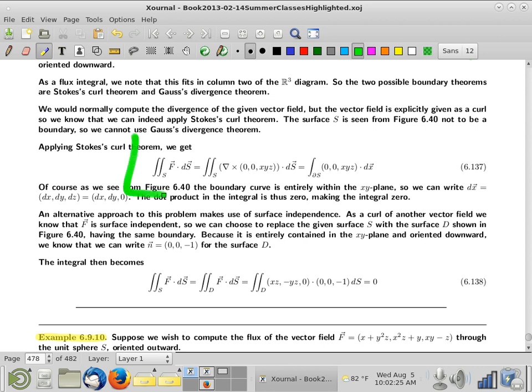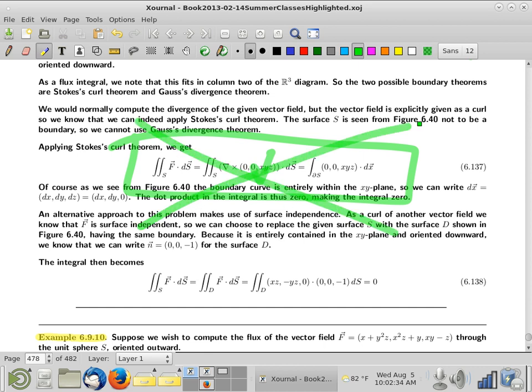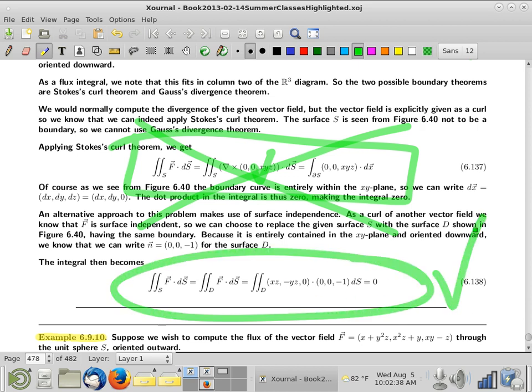Note that using Stokes' curl theorem hinged on the fact that the anti-curl was given. If the anti-curl had not been given, this would not have been a good choice, at which point the surface independence is the only way to go. Is everybody happy?